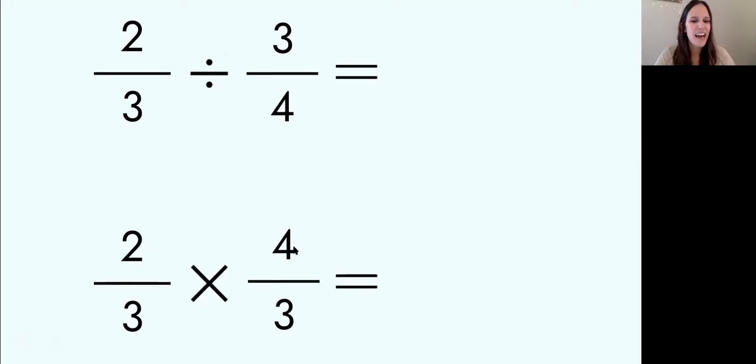So the numerator times the numerator, 2 times 4 is 8. So 8 will be the numerator of our answer. And then let's multiply the denominators. 3 times 3 equals, skip count, 3, 6, 9, 9. So 8/9 is our answer. So we now know that 2/3 divided by 3/4 equals 8/9. So we could move this answer right up to here as well.